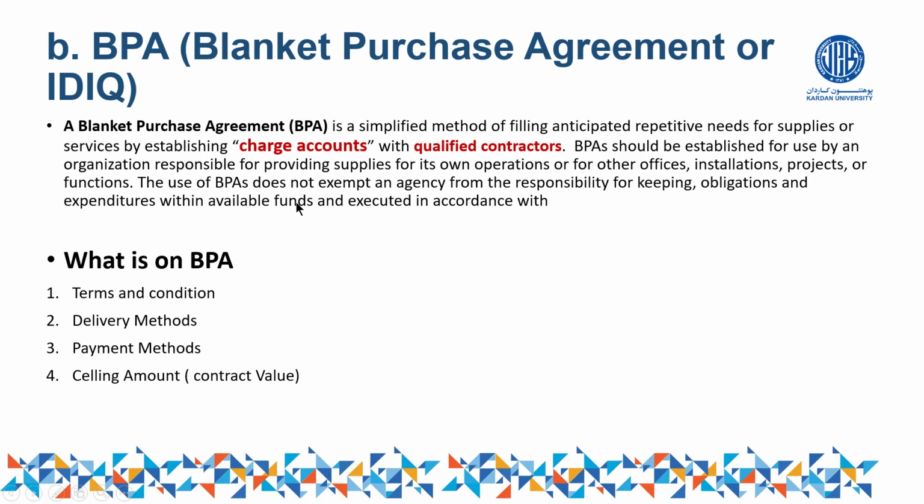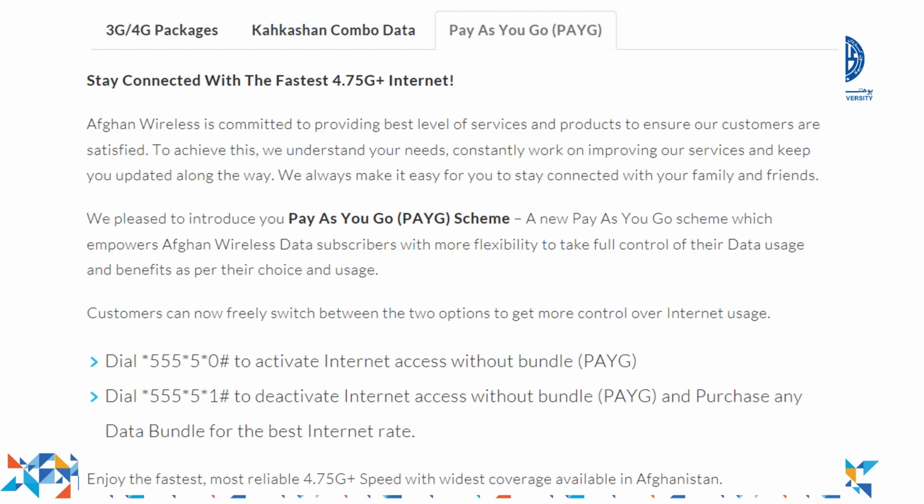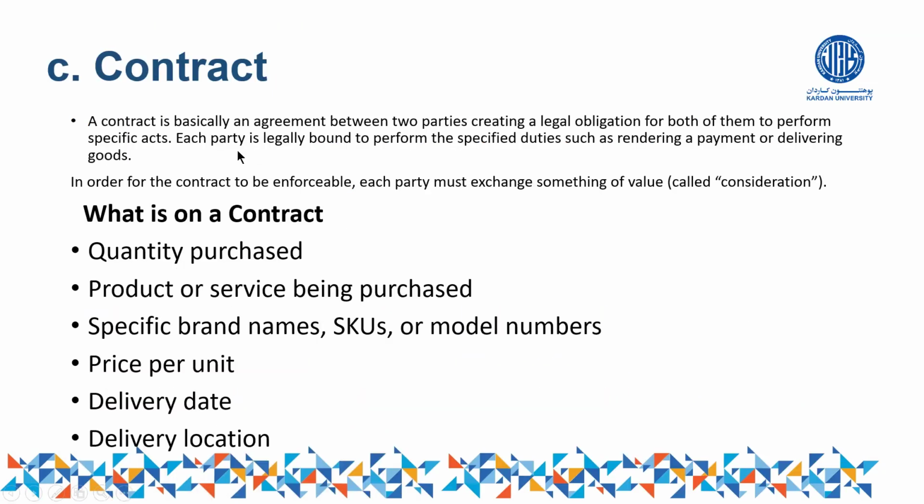So there is no need for a specific product or a specific amount. We just make a contract, then you can use any amount as you wish. Pay as you go is an internet scheme which is provided by Afghan Wireless network. So the subscriber can use the data as much as they want and pay for the data as much as they use it. And the last one is, of course, the contract.